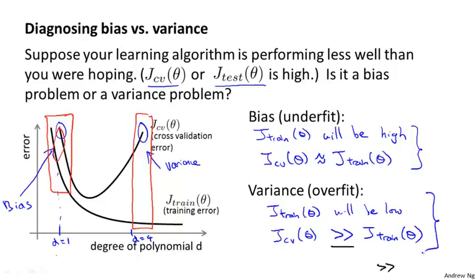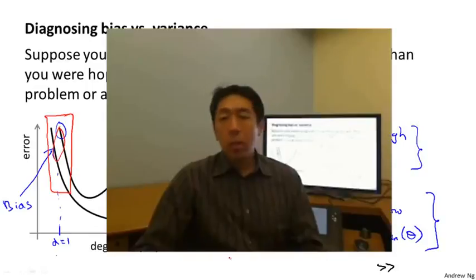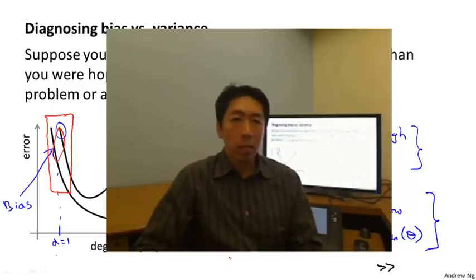And the key that distinguishes these two cases is if you have a high bias problem, your training set error will also be high. Your hypothesis is just not fitting the training set well. And if you have a high variance problem, your training set error will usually be low, that is much lower than your cross-validation error. So hopefully that gives you a somewhat better understanding of the two problems of bias and variance.